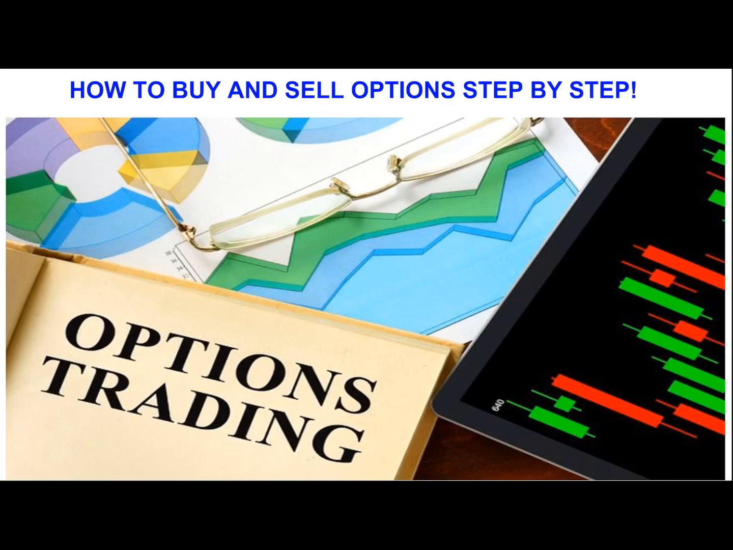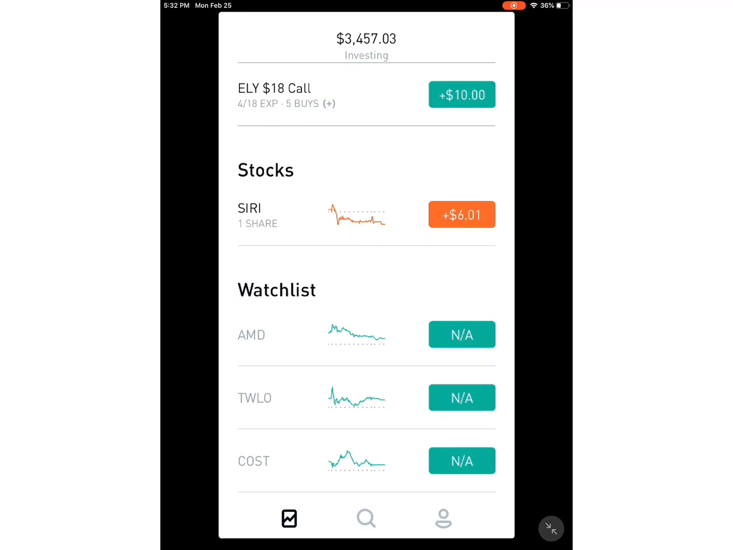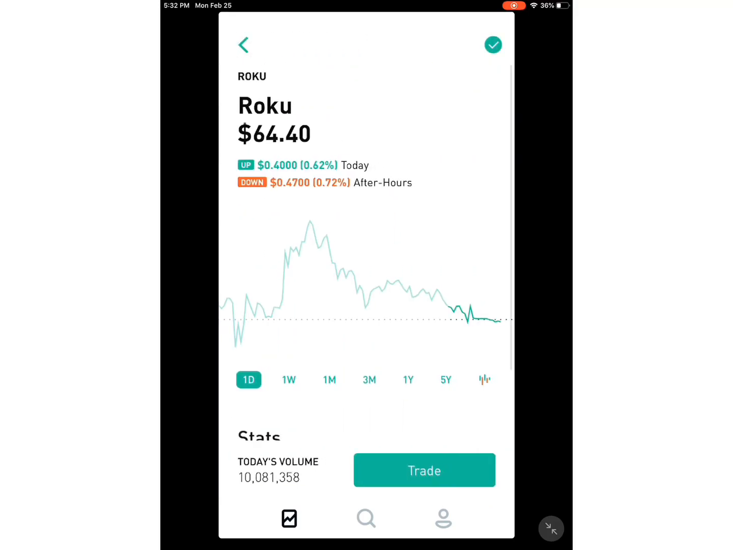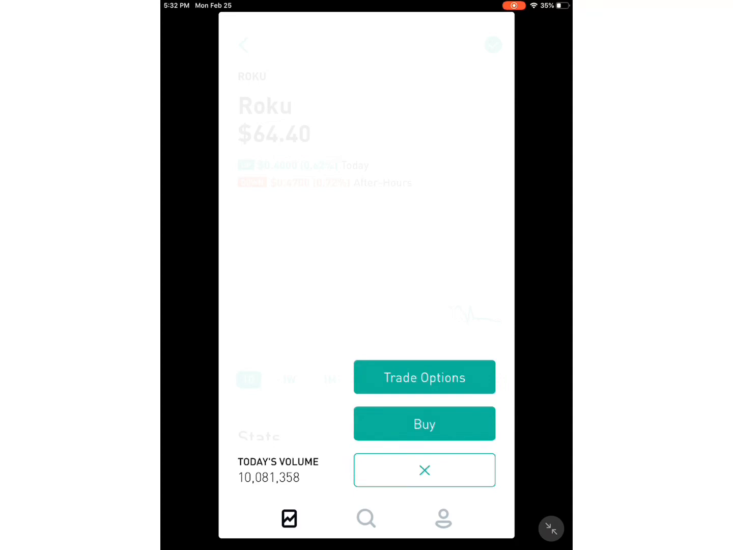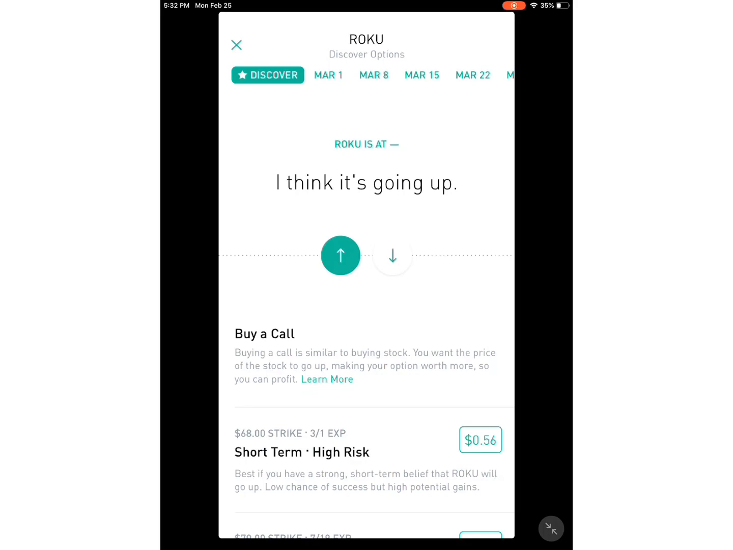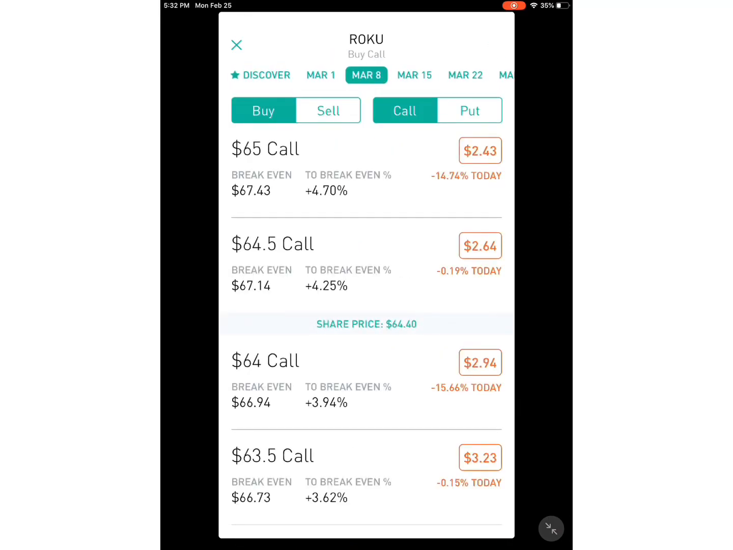Bam. So, how to buy and sell step by step. Let's just say I want to do a call on Roku, right? So it would say trade, and I would go to trade options, and then I would select a date. Let's just say I want to do March 8th, and I was bullish on Roku, betting on Roku to go up.